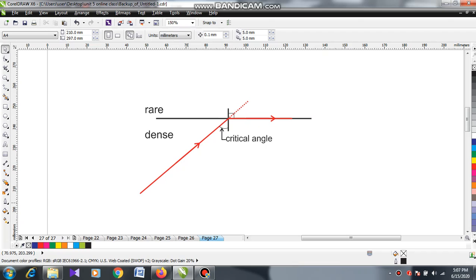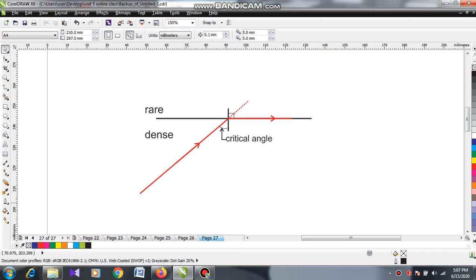In yesterday's lesson, I explained critical angle. If you consider, the critical angle is located in the dense medium. It is an incident angle, between the incident ray and the normal. So, it's a special incident angle known as critical angle. In this case, the refracted ray will travel along the interface. Because of that, the angle of refraction will be 90 degrees.